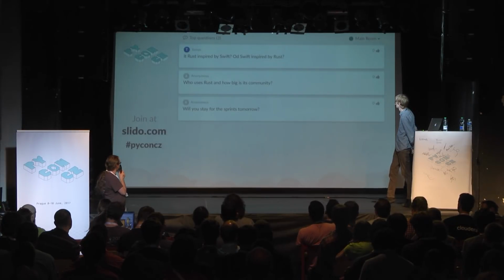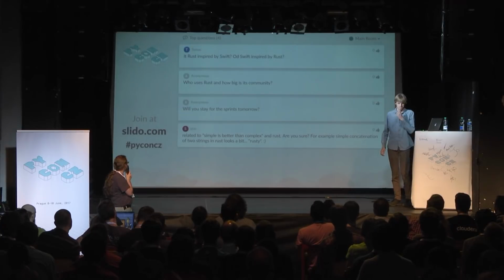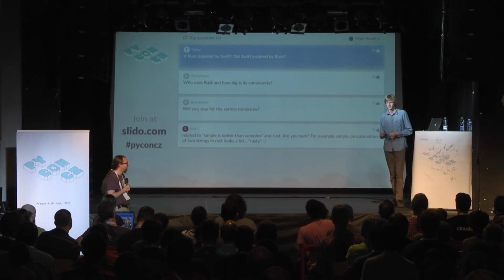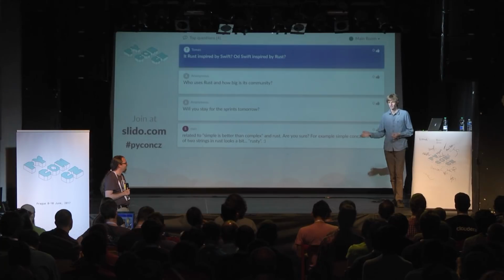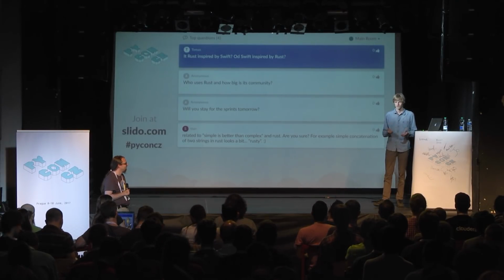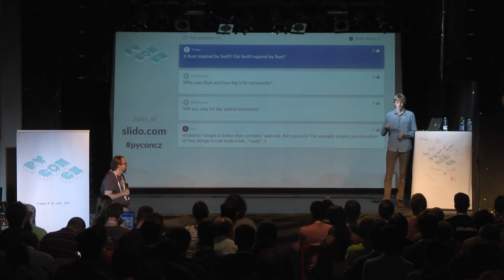Right, so the question is, is Rust inspired by Swift or Swift inspired by Rust? It's both. The joke goes that the current version of Rust is built in the previous version of Rust, which is built in the previous version of Rust, and they go all the way down until there was a version of the language which looked completely different 10 years ago, or 8 years, I don't know when it actually started.